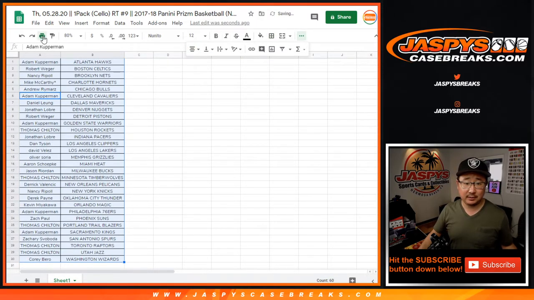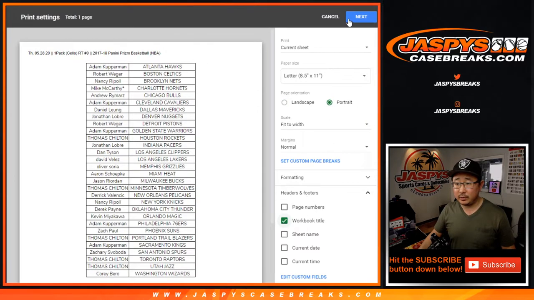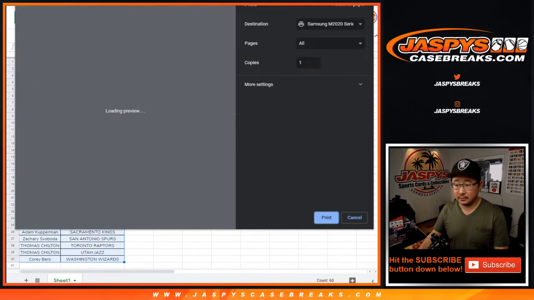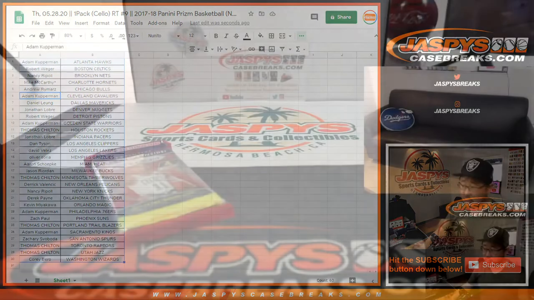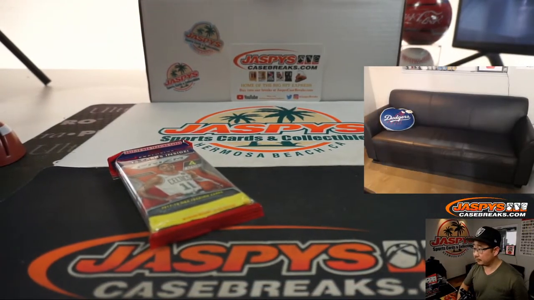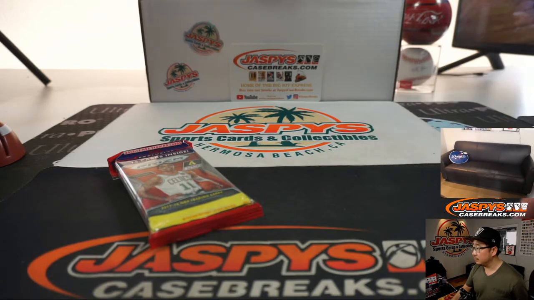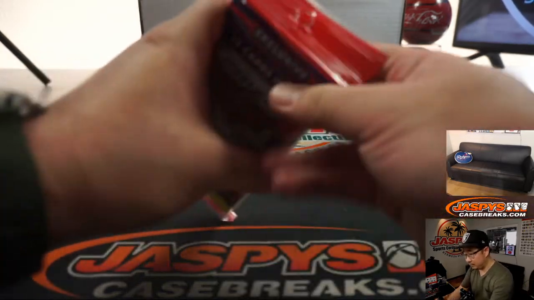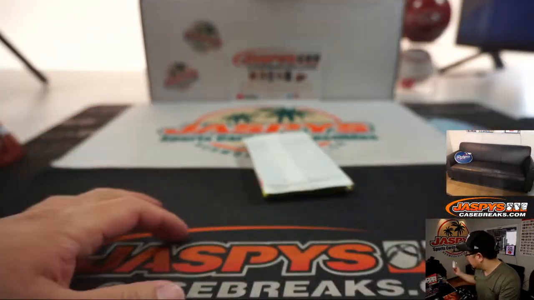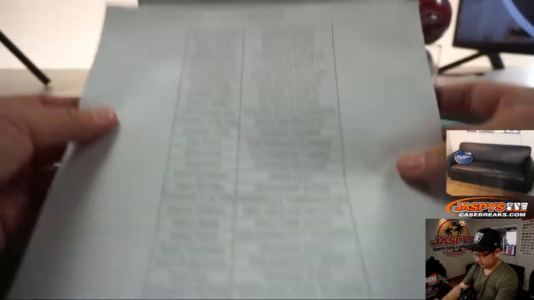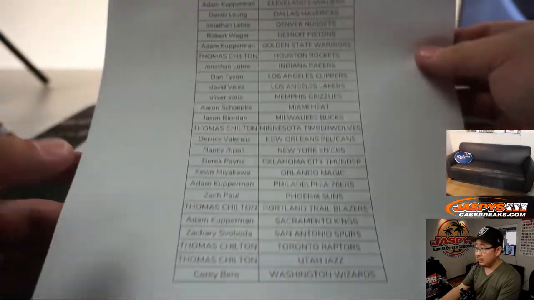Trey is 18-19. He's with Luka Doncic. All right, TWC trade window closed. All right, so there you go. The official printout.